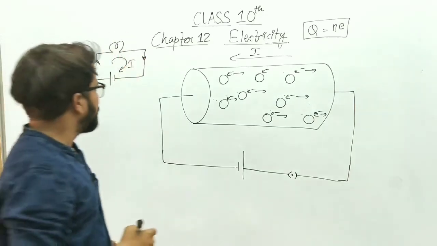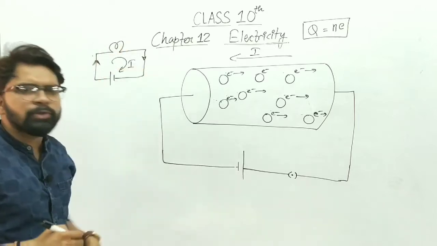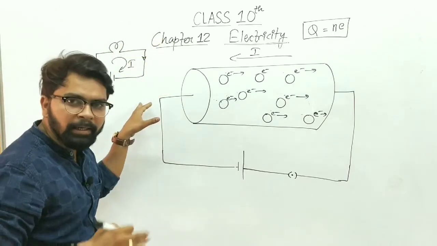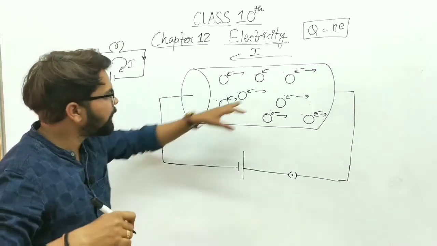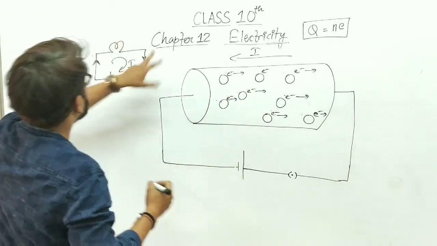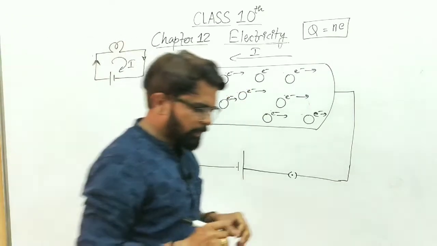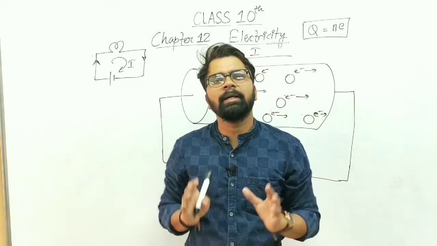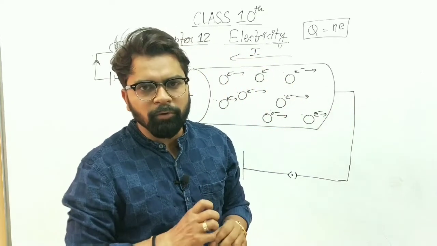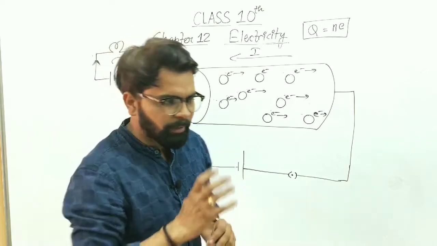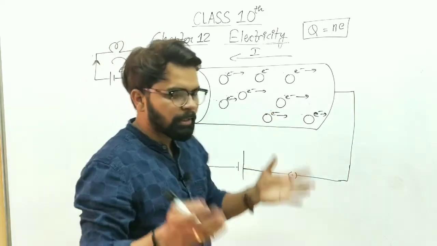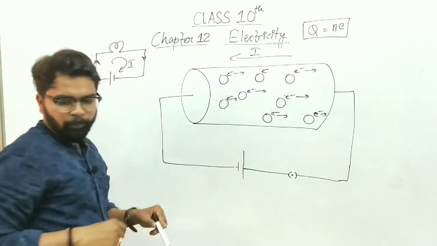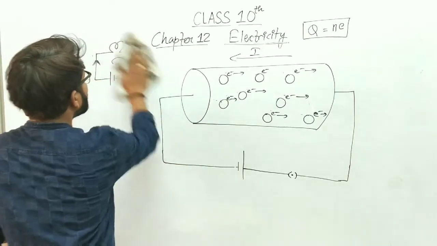So in a circuit, current always flows from the positive to the negative terminal, while electric charges, that is electrons, flow from negative to positive. This is the basic thing. You have to keep in mind that electric current always flows from the positive to the negative terminal of any source, any battery and any circuit, and the electrons move inside the circuit in the opposite direction.